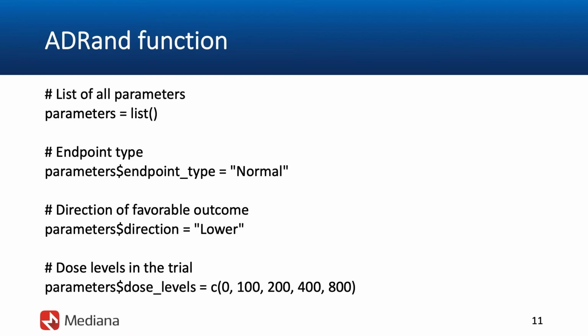And the specification is shown as follows. The dose levels vector is set to the values 0, 100, 200, 400, and 800. The zero value here, of course, corresponds to the placebo arm, and the numeric values show the dosage. In this case, the dosage would be in milligrams per day for each dose level of the experimental treatment.